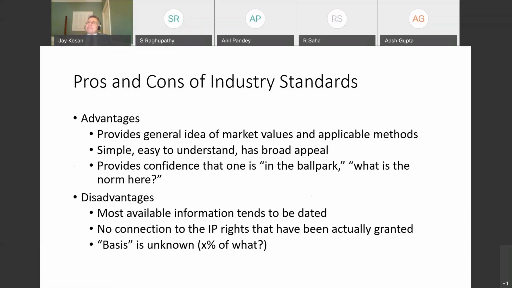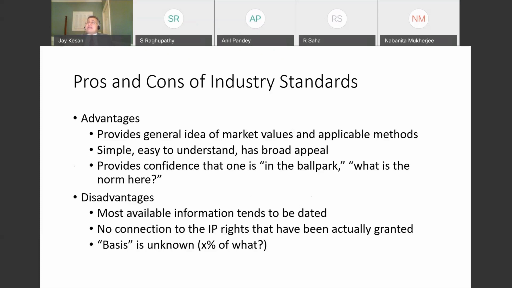It has broad appeal. And people feel like, okay, I'm basically in the ballpark, and so I'm not overpaying. It supplies an answer to the question, well, what is the norm here? What is typically paid for these kinds of things? So, that's where you have really an advantage with using industry standards. The disadvantage is that most of this information is secretive, and the information that's out there is often from many years ago, so the information tends to be dated.